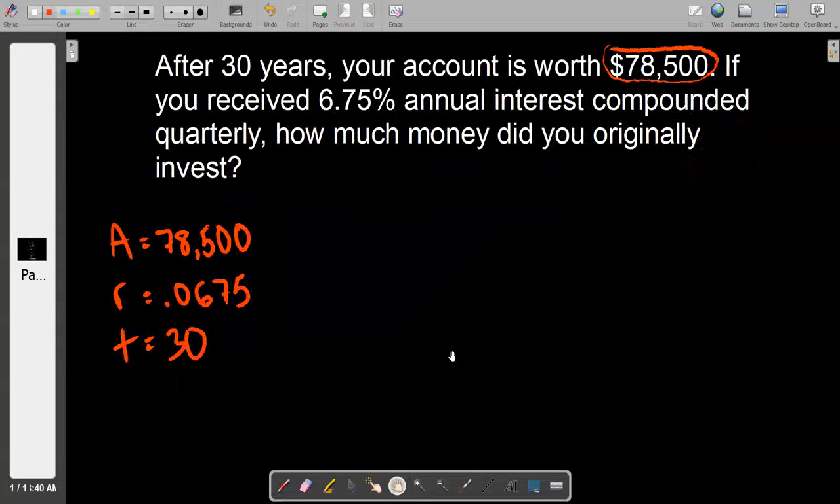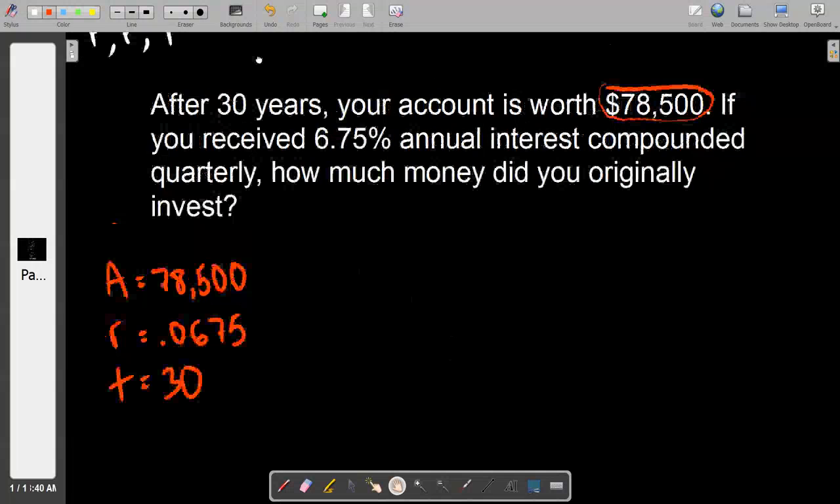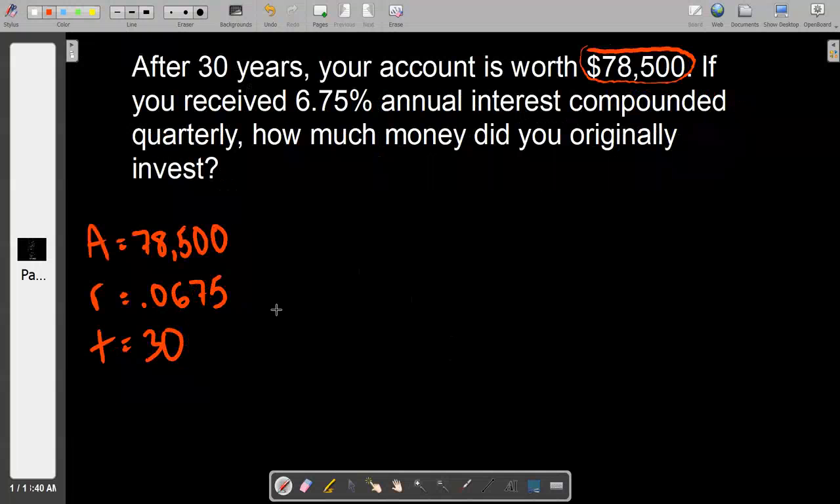And then do we know anything else? No. I thought I forgot to type it, but it's right there. It's up at the top, right at the beginning. What's the other thing we know? What is N? Quarterly, but I can't put quarterly into the formula. So what's N? 4. Good. Remember, N literally stands for number of times per year. Quarterly implies 4.